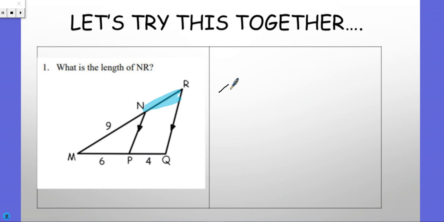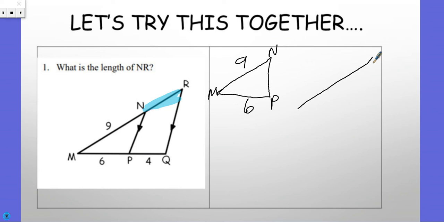So let me put that right here. And it's M, N, P, 6, and 9. And then I'm going to draw the big triangle, which is M, Q, R. And if you look from M to Q, you see you have two segments, 6 and 4. So 6 plus 4 is 10. I'm going to put 10 here.